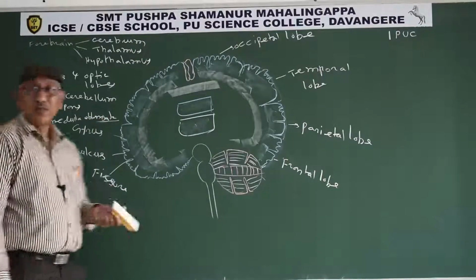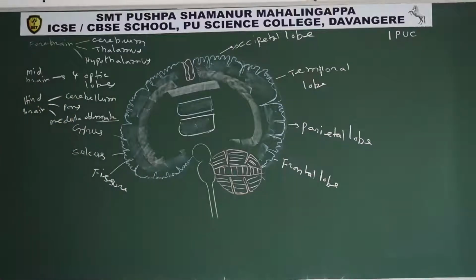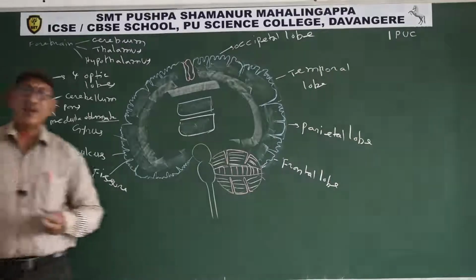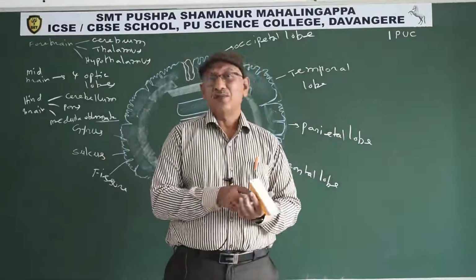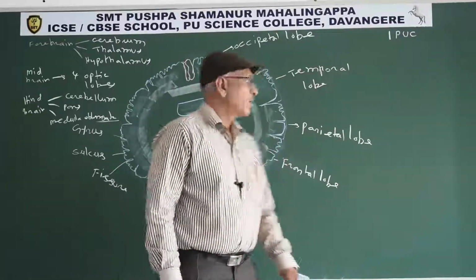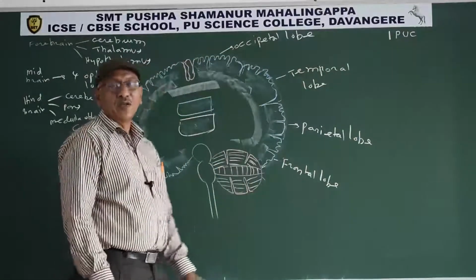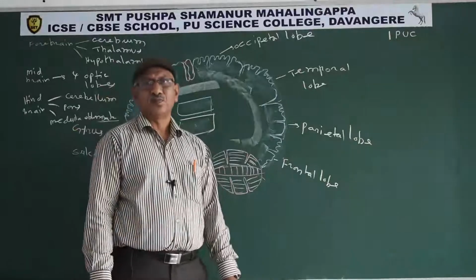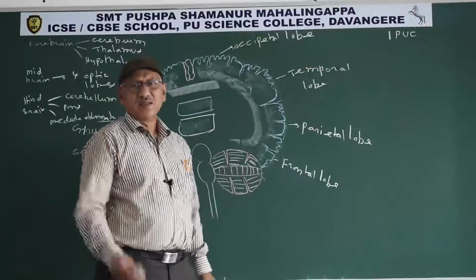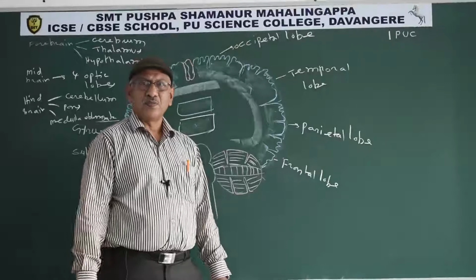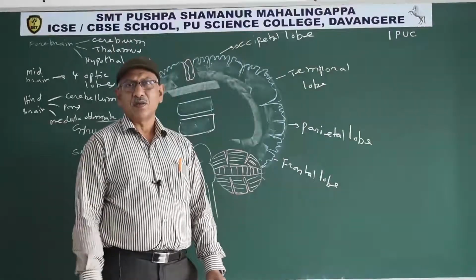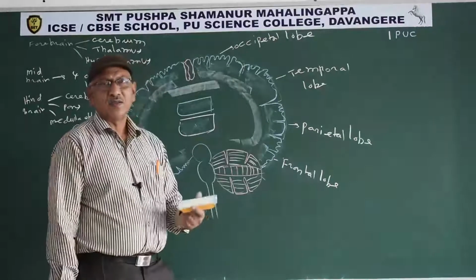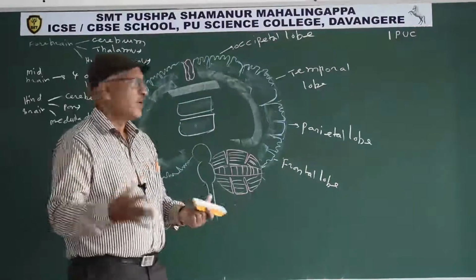So structure of brain. Brain is the central information command center. Brain has 100 billion neurons. Brain is the first part of central nervous system. Brain and spinal cord together are known as central nervous system. 3 meninges are present around the brain and spinal cord.